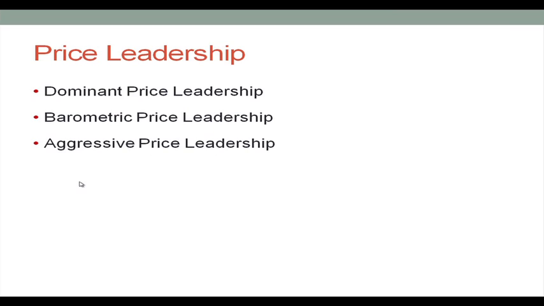Third is the aggressive price leadership. In case of aggressive price leadership, it is possible for a small firm, a small entrant in the market, also to go for aggressive pricing, that is, it tries to establish its foothold in the market, and accordingly it charges a very low price, say a competitive price, and other firms are forced to follow it, because otherwise their customers are going to be taken away by this very aggressive pricing policy of this firm. So, that is aggressive price leadership which can also happen in a market.